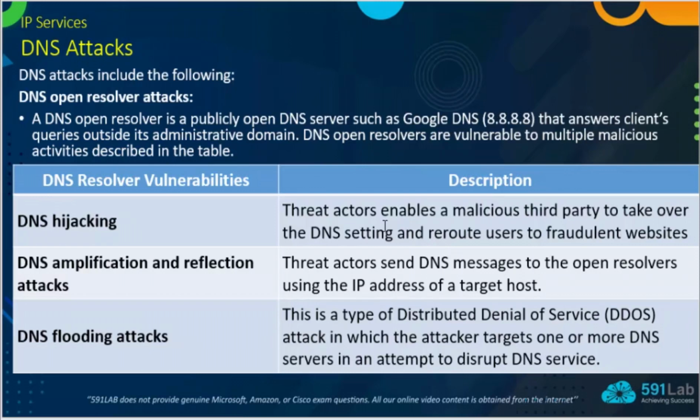So the threat actor has already sniffed into your DNS and then uses your own valid IP address to do name resolution to the public address. Then we also have the DNS flooding attack. This is a type of distributed denial of service attack in which the attacker targets one or more DNS servers in an attempt to disrupt those DNS services. So they are trying to deny the organization from using their DNS services, thereby disrupting that DNS service.